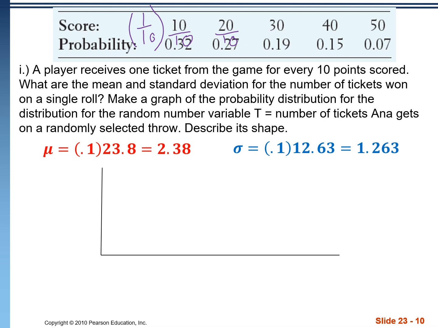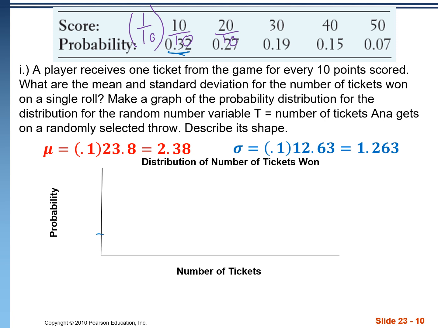Okay, it's asking us to make a graph of this distribution. All of these over 10 would just be 1, 2, 3, 4, 5. Okay, so anytime you make a graph, start off with a scale. Let's see, our biggest probability is about 32%. So I'm going to mark this up in thirds. So let's say this is probability 30, 20, 10. Okay, and I want to scale this out to make sure all my spaces are fairly even. So 1, 2, 3, 4, 5 tickets.